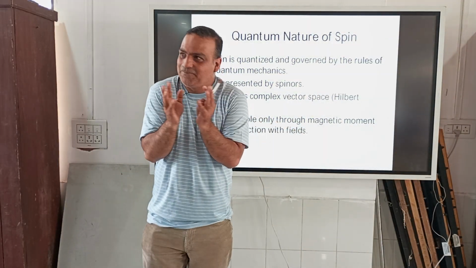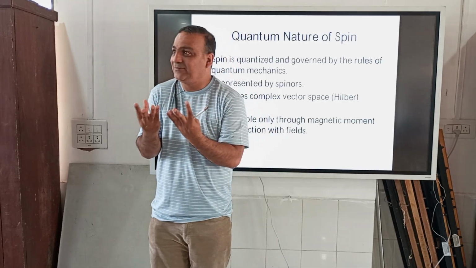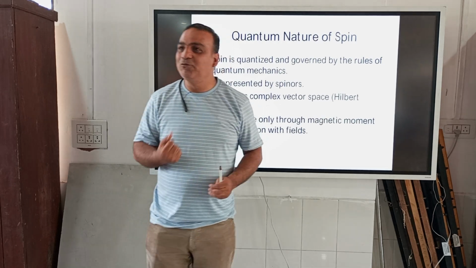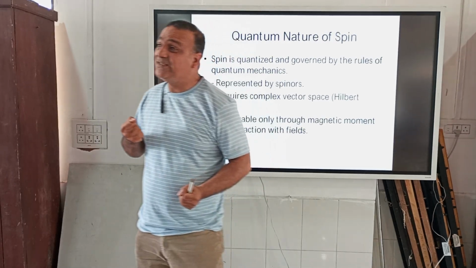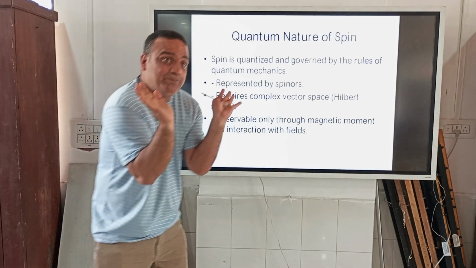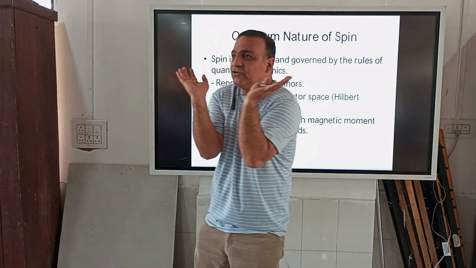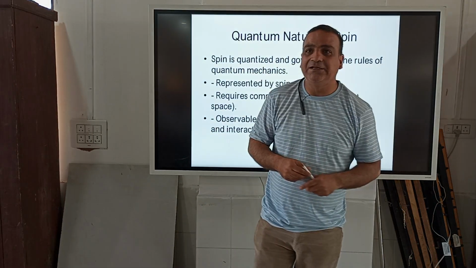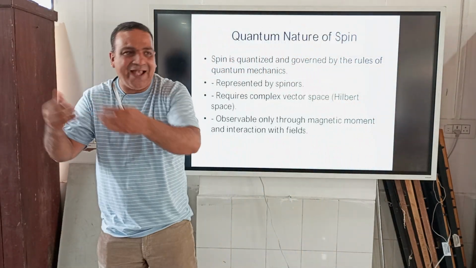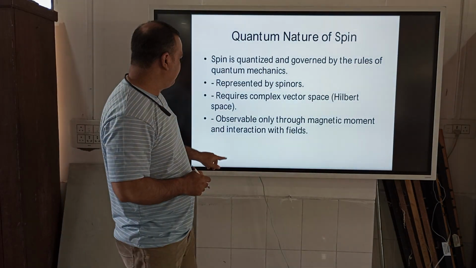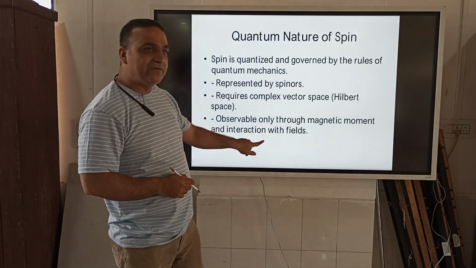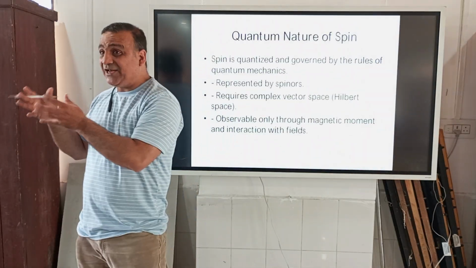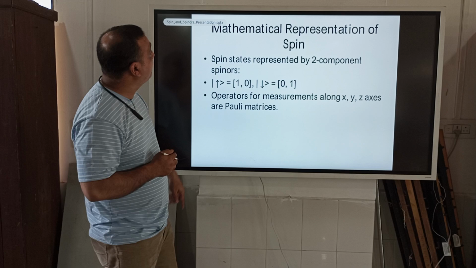So, observable only through the magnetic moment. Spin is there. The electron has a spin, but you cannot measure it unless you make it interact with an external disturbance. It will show the existence of spin when you allow it to interact with an external magnetic moment. So external magnetic moment means magnetic field. Okay, so interactions with the field. So you can sense the spin of the particles through the interaction that you have.